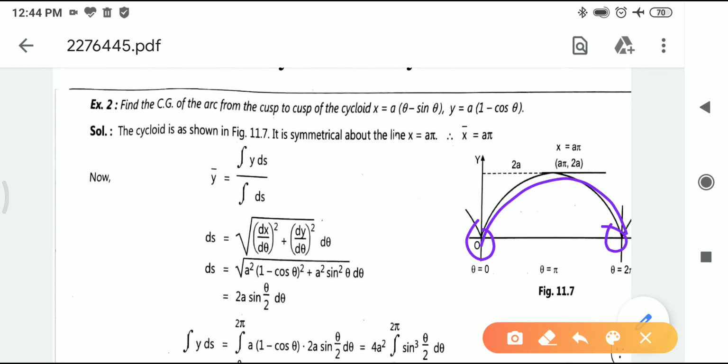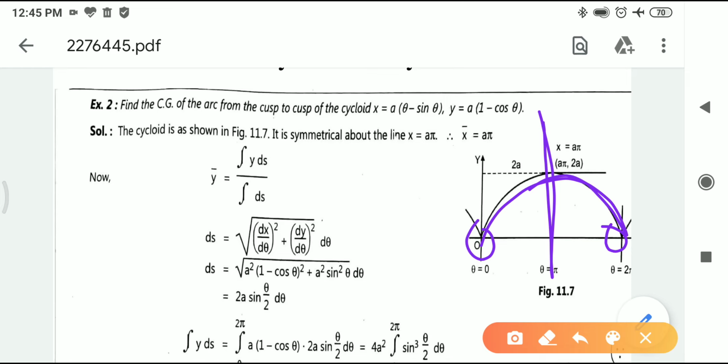So this part we want to find out. This length we want to find out. Okay, center of gravity of it. Here this cycloid is symmetric about the line x equal to a pi. Since it is symmetric about the line x equal to a pi, your center of gravity is obviously on this line. So your x equal to a pi is fixed.